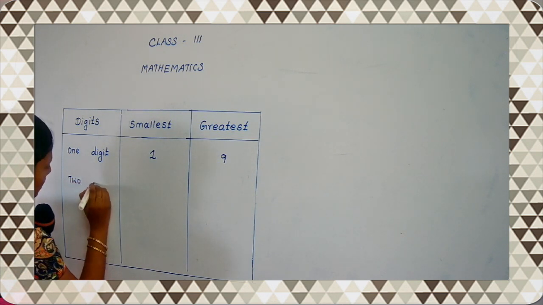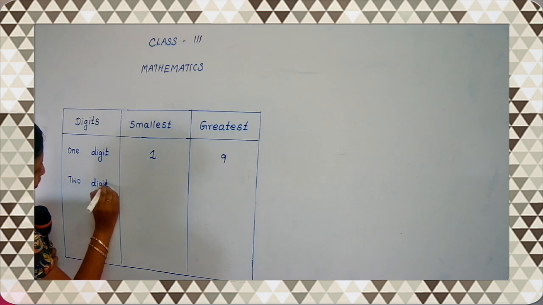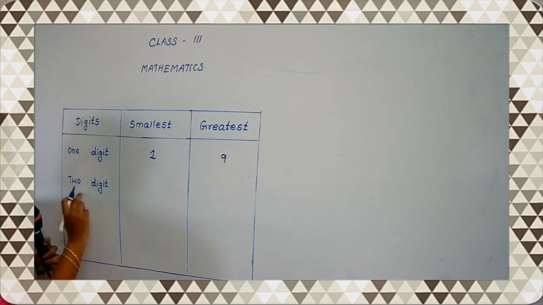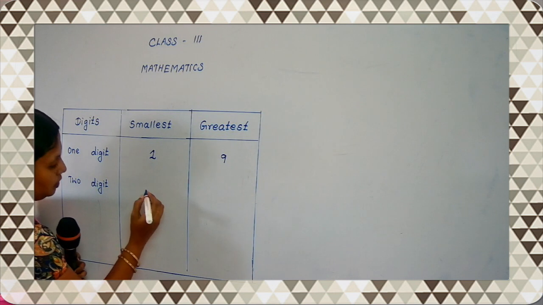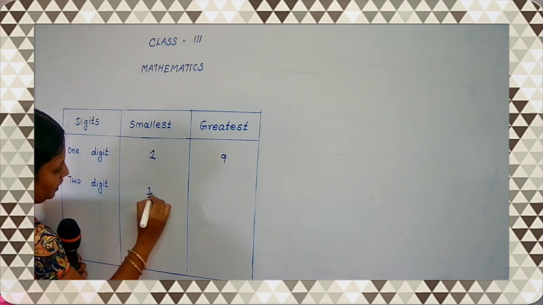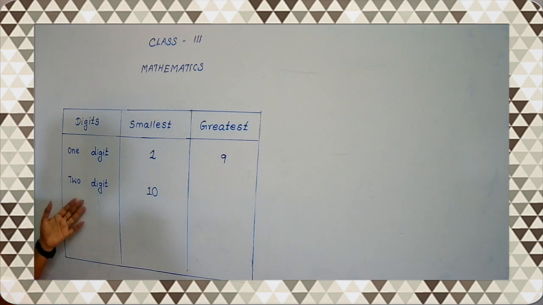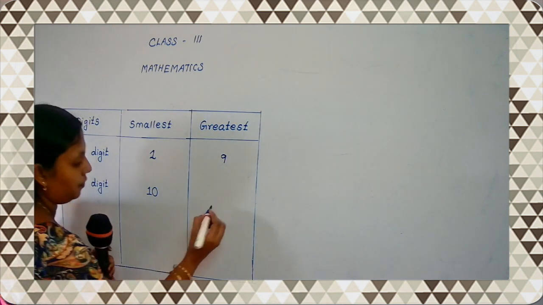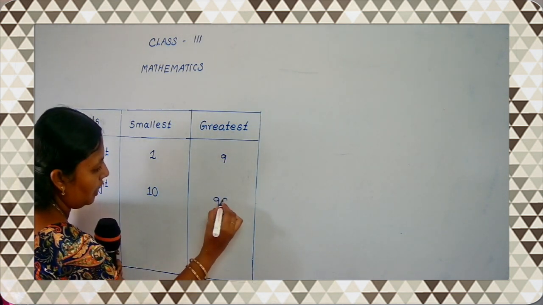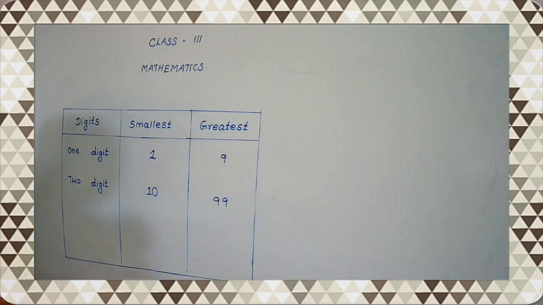Then 2 digit. T-W-O, 2. D-I-G-I-T, digit. 2 digit. Okay. Which one is the smallest 2-digit number? 10. Yes or no? Yes. The smallest 2-digit number is 10. The greatest 2-digit number is 99. Okay, the greatest 2-digit number is 99.